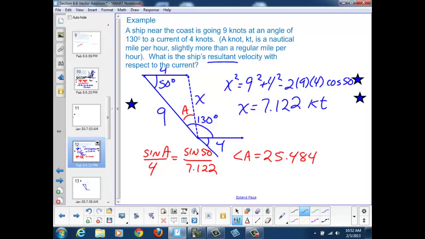If angle A is 25.484, we're looking for angle theta, the direction angle for our resultant vector. So that's going to be 130 minus 25.484, which turns out to be 104.516 degrees. So there we have our resultant velocity with respect to the current.